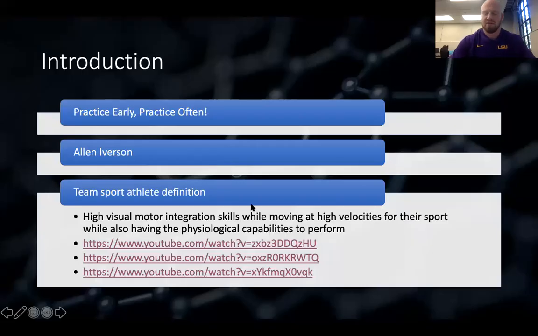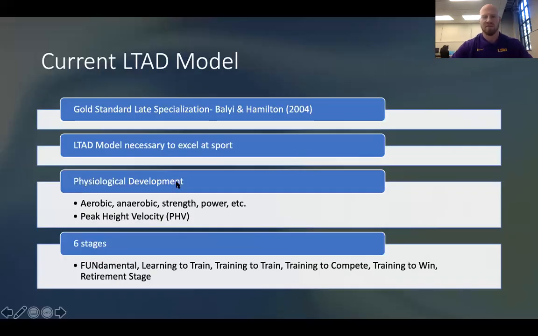So now going back to the PowerPoint, those are some great team sport athletes, and they fit the definition of a great team sport athlete. The current long-term athletic development model I want to talk about is the gold standard for late specialization, so mainly team sports. This is by Balyi and Hamilton in 2004. Something we all can agree on is that a long-term athletic development model is necessary to excel at a sport. A lot of the times, you're not just going to see people randomly pick up sports and be great at them.